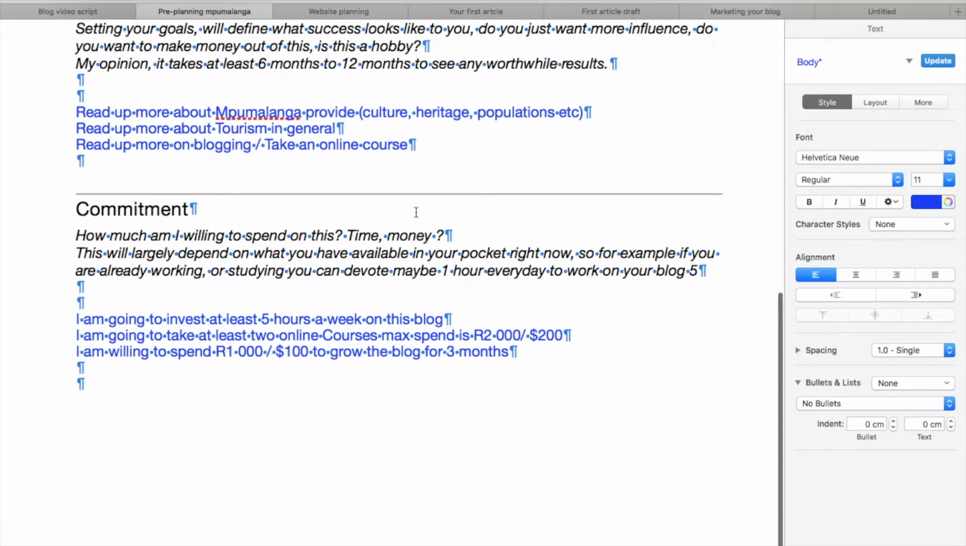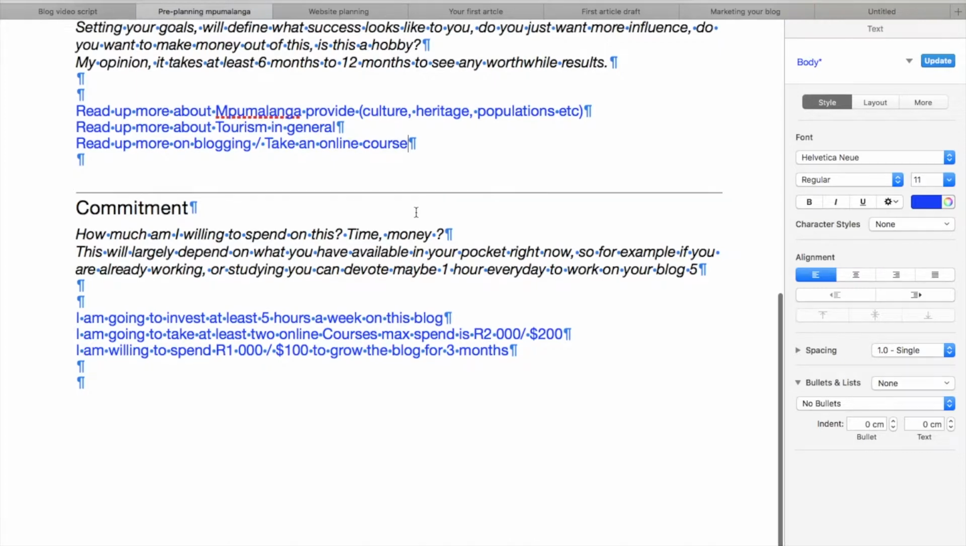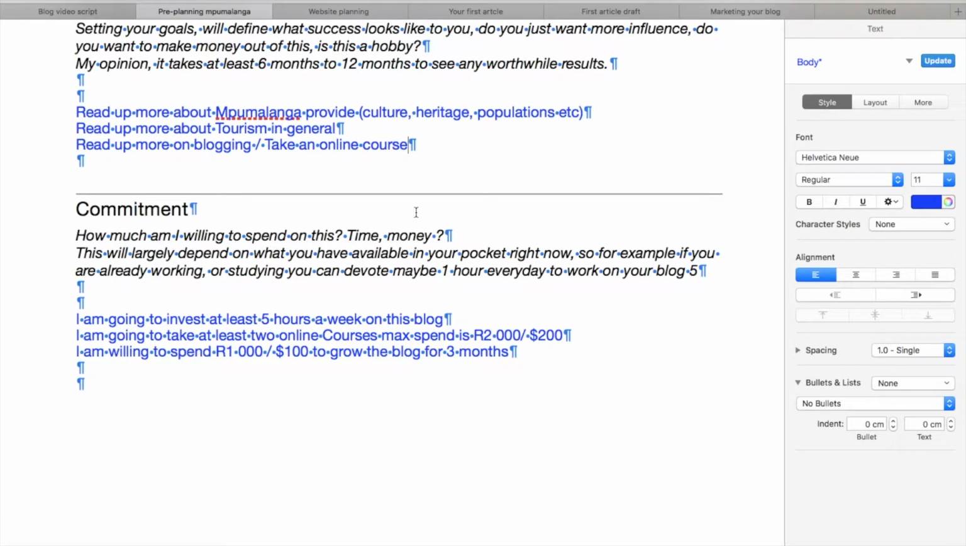Then the last thing we're going to look at in pre-planning is commitment. Once again, this is an individual thing. Some of you reading this or watching this online course, maybe you are working and you want to do this blog part-time. Some of you are not working and you can devote as much time as possible to this blog. Some of you are running a business and you can delegate the task. So this is an individual thing. So when it comes to commitment, these are the questions you need to ask yourself.